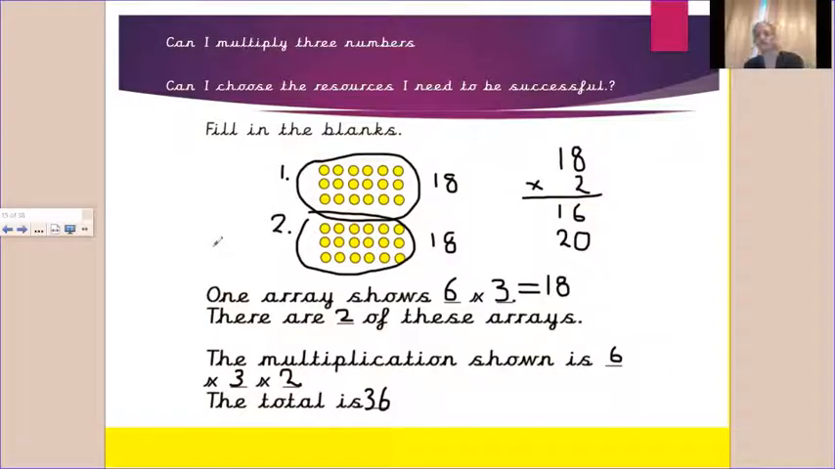So there are 2 of these arrays. The multiplication shown then is 6 times 3, which is that one, but it is 6 times 3 times 2, because it is showing 6 times 3 twice.